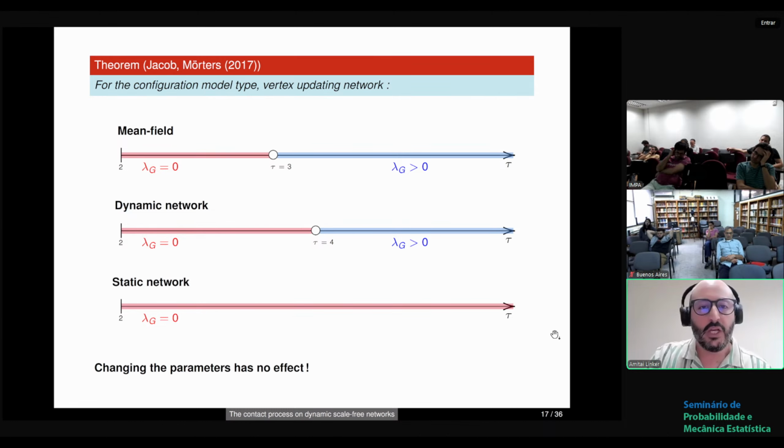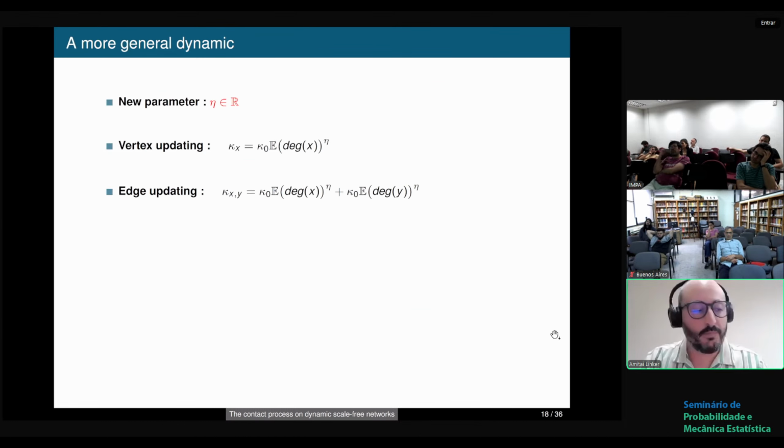Okay, so now a more general dynamic, which was proposed by Remco van der Hofstad in one of the talks by Peter Mörters about this process. He suggested the following: why don't you let the vertices or the edges update according to how strong the vertex is? This involves including a new parameter, eta. For vertex updating, the updating rate now depends on the expected degree of the vertex raised to the power eta.